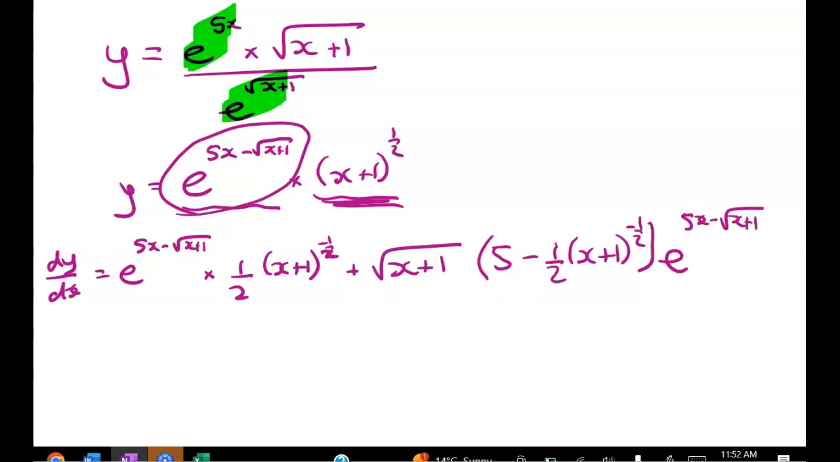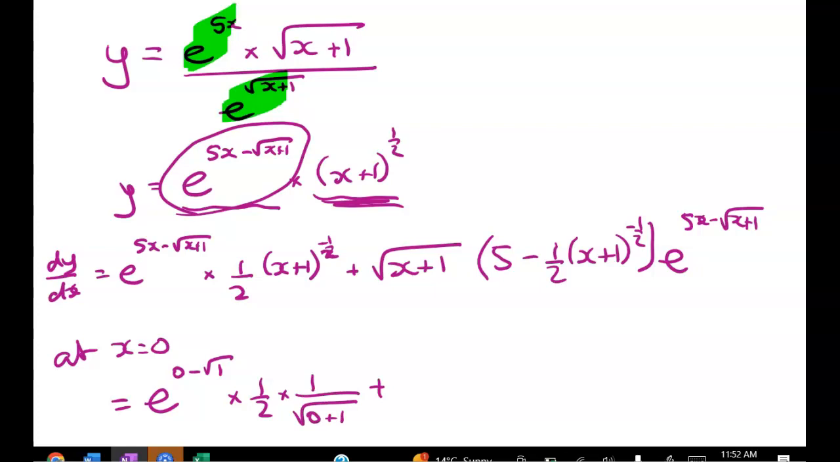Now, that wasn't too bad, and the reason that I'm feeling okay about that is all I have to do at this point in the question is to shove in x equals 0. It's not like I have to do a whole lot more with this or lots and lots of rearranging. So when x equals 0, what do we get? Well, we carefully are going to put things in. We're going to get e to the power of 0 minus the square root of 1 times 1/2 times 1 over the square root of 0 plus 1 plus the square root of 0 plus 1, 5 minus 1 over 2 root 0 plus 1.